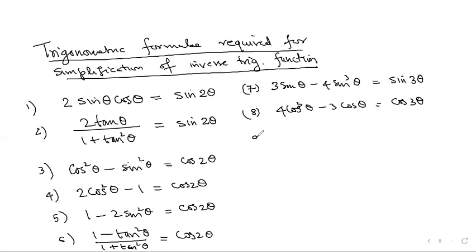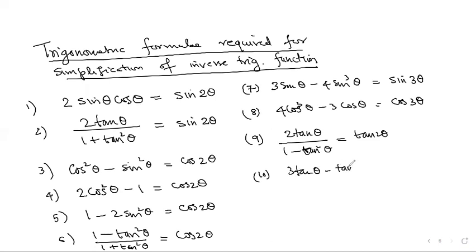Then what is left out here? 9th formula. 2 tan theta upon 1 minus tan square theta. Tan 2 theta. 10th. 3 tan theta minus tan cube theta upon 1 minus 3 tan square theta. Tan 3 theta.